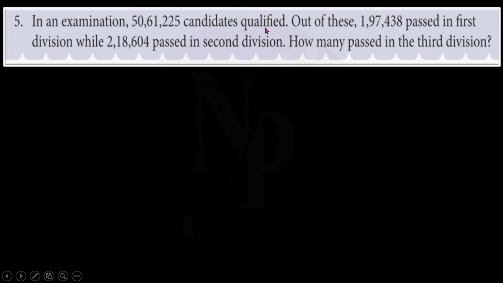So the number of candidates qualified in the examination is given, and the number of students passed in first division, and the number of students passed in second division is also given. We have to find how many students passed in third division. So again, what we should do is find the sum of the students passed in first and second division, and subtract that sum from the total number of candidates qualified in the exam. Let us do that now.